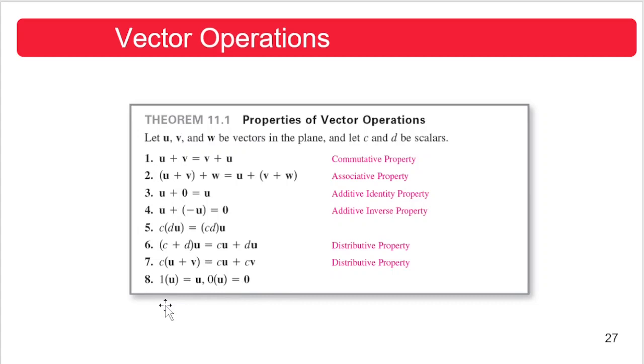And the last is any vector U multiplied by 1 is always equal to the vector U. And zero multiplied by any vector U is always equal to the zero vector.